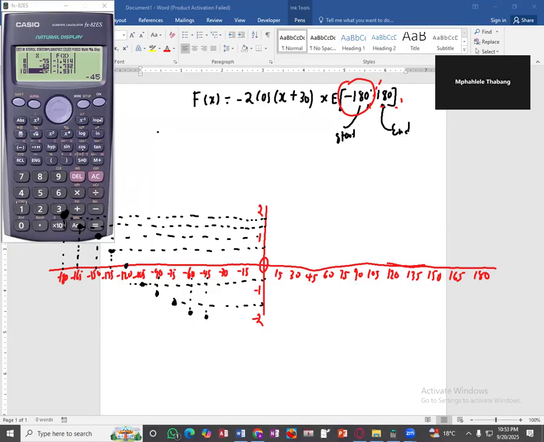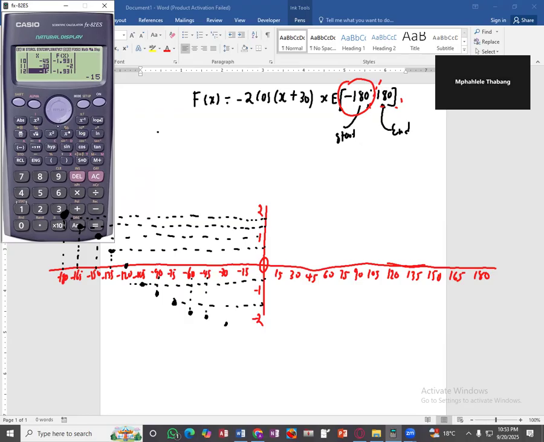Minus 30 and minus 2, which is exactly minus 2. And then minus 15 and minus 1.9.